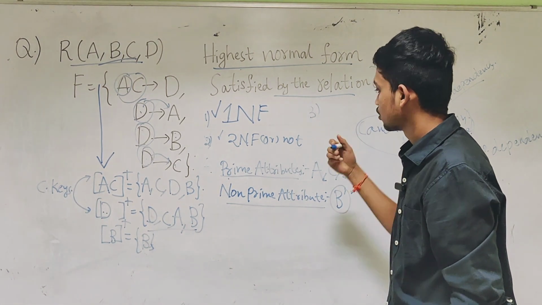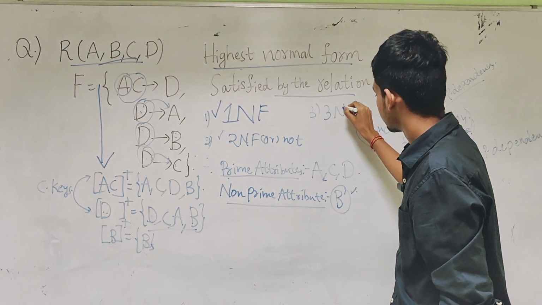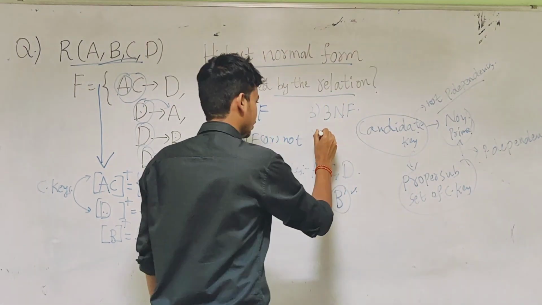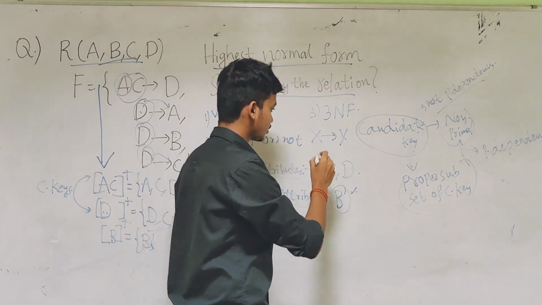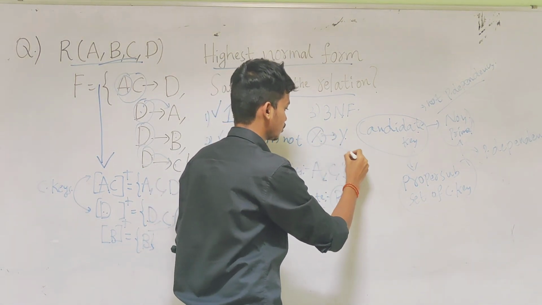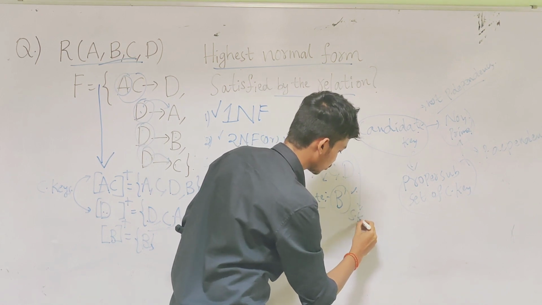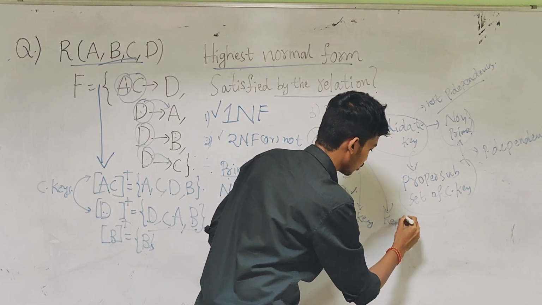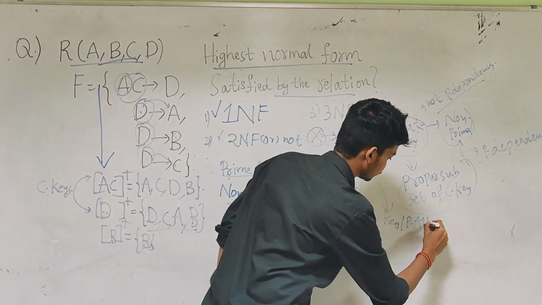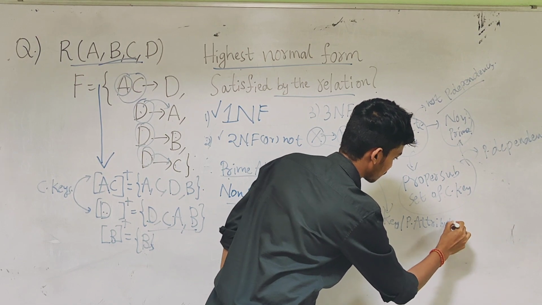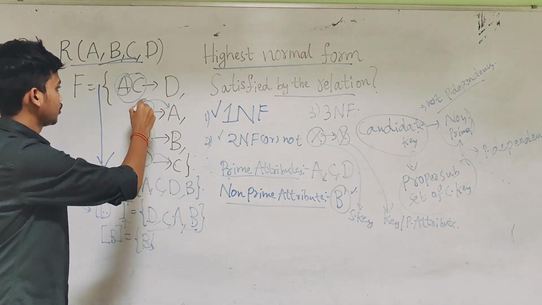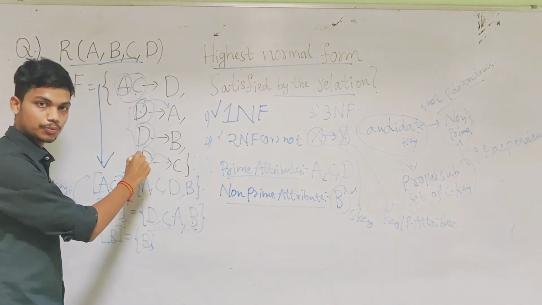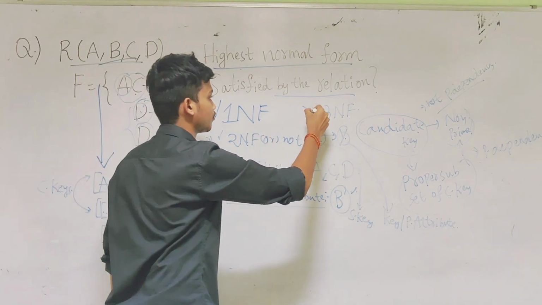Now checking for third normal form. What I have told you: if X derives Y is a functional dependency, either X should be a super key, or Y should be a key or prime attribute. Here, look at this one. AC is a candidate key, which means it is a super key. D, these are all super keys only. So this is in 3NF.